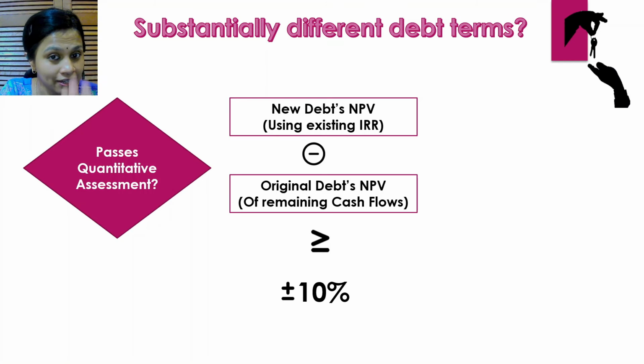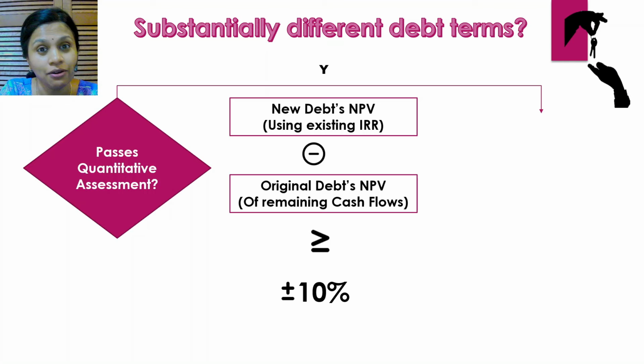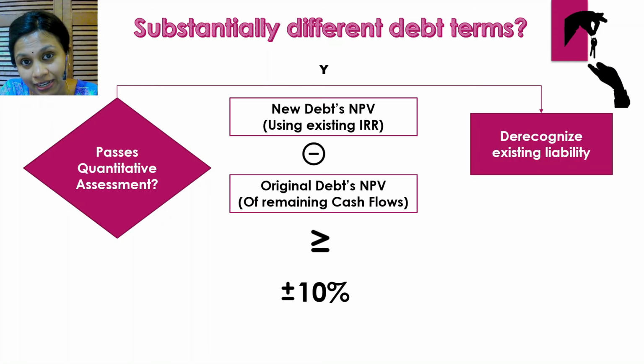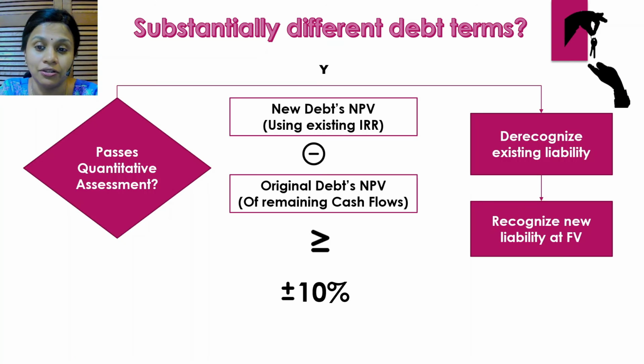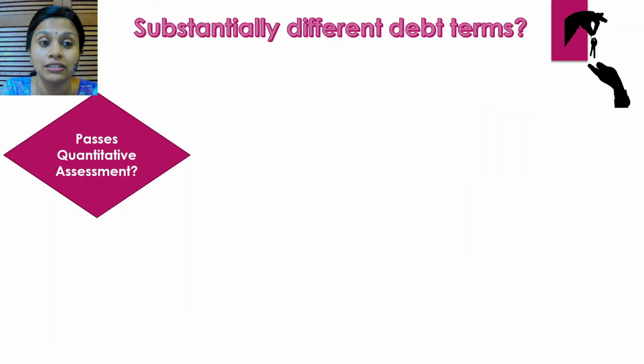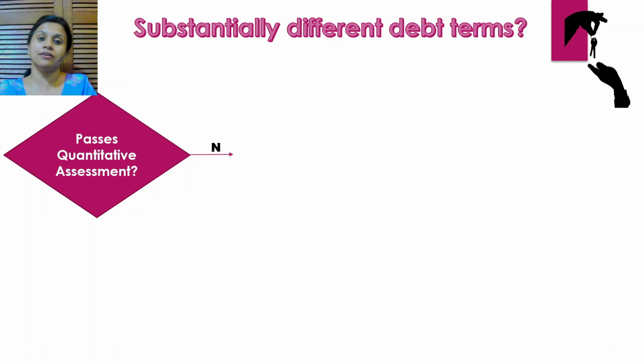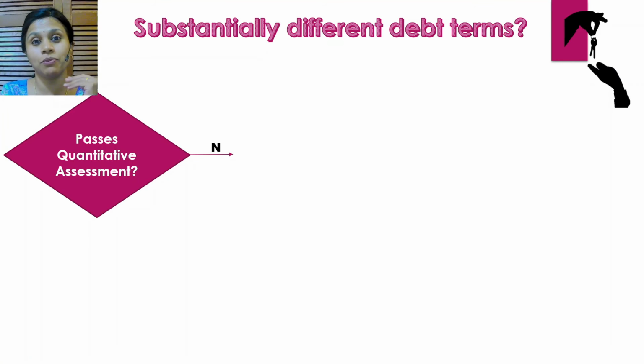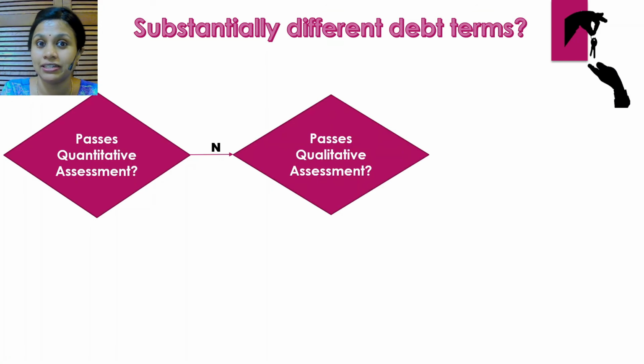Now, if this criterion is met, then what we need to do is derecognize the existing liability and recognize the new liability. The difference between the values of the existing liability and the new liability will be taken to the profit and loss account. Now, what happens if the quantitative assessment is not passed? That means the difference between the new debt and the existing debt is less than 10%. Then what we need to do is a qualitative assessment.